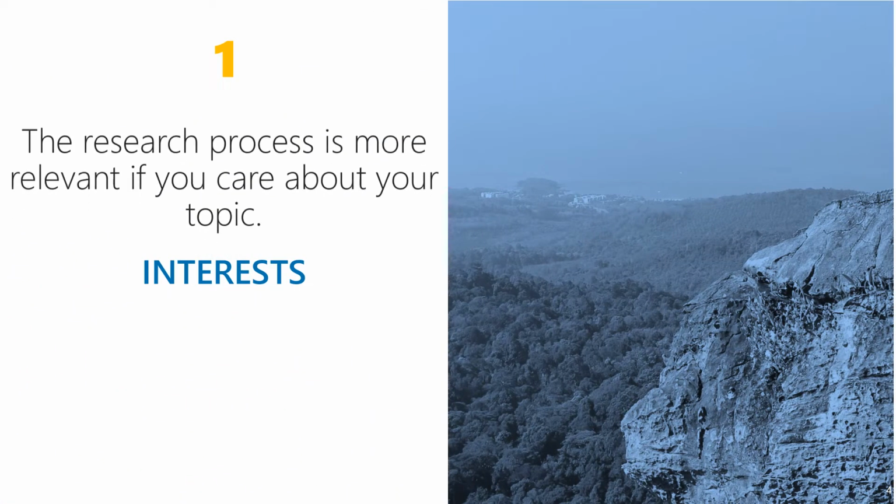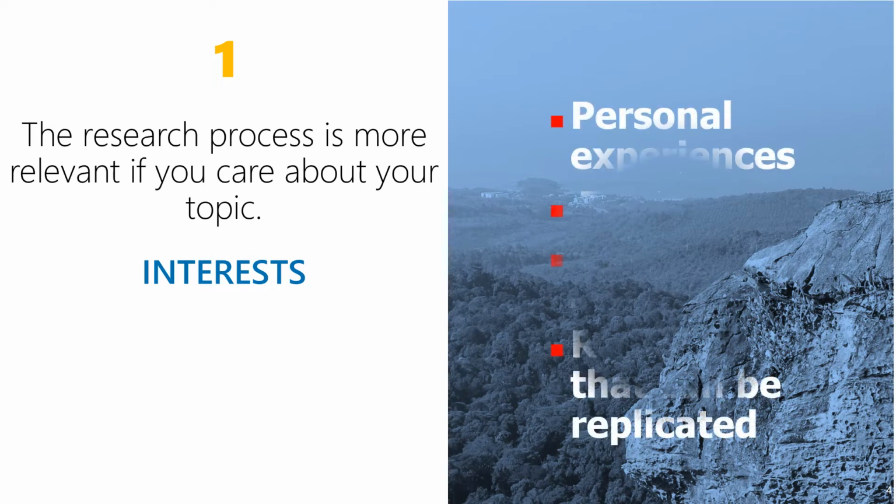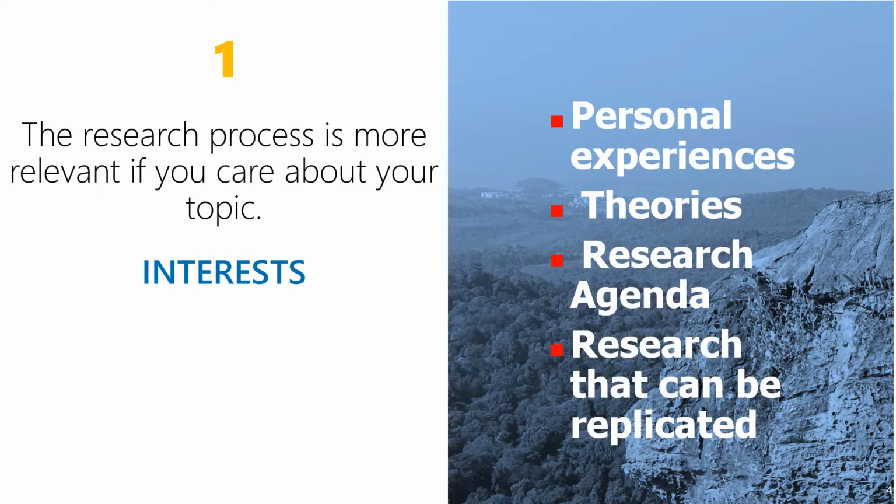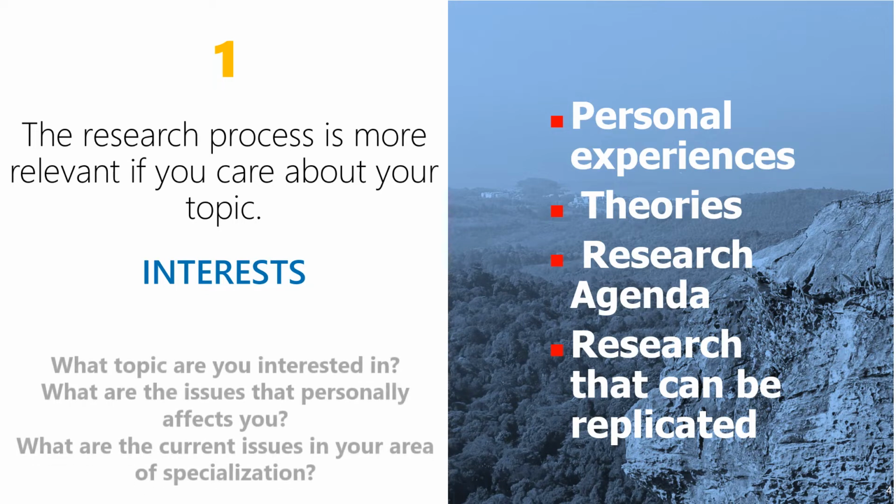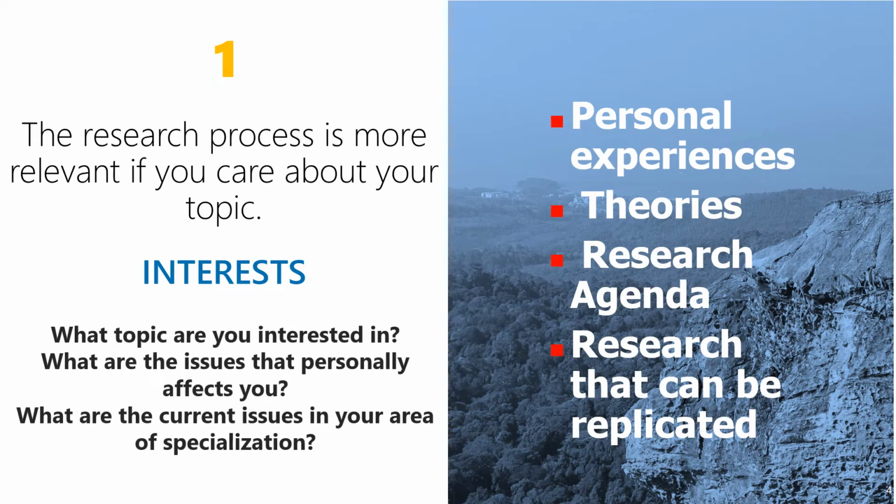Number 1, interest. Take notice that the research process is more relevant if you care about your topic. It can be based on personal experiences, theories, research agenda, and research that can be replicated. So, what topic are you interested in? What are the issues that personally affect you? What are the current issues in your area of specialization? In other words, choose the topic which you are passionate about.